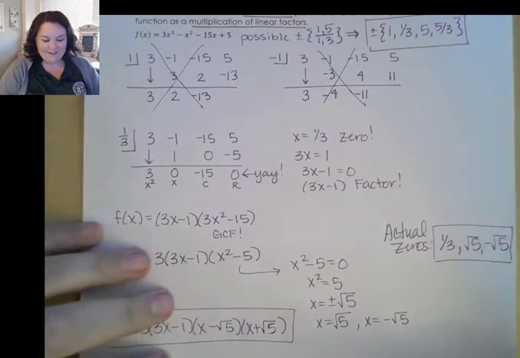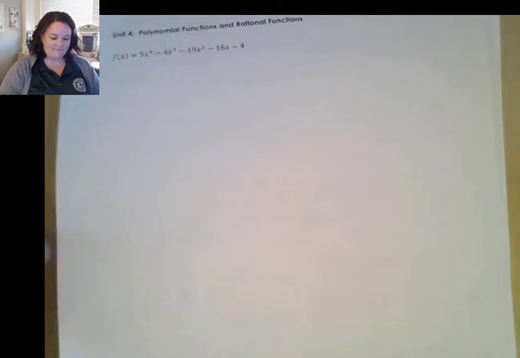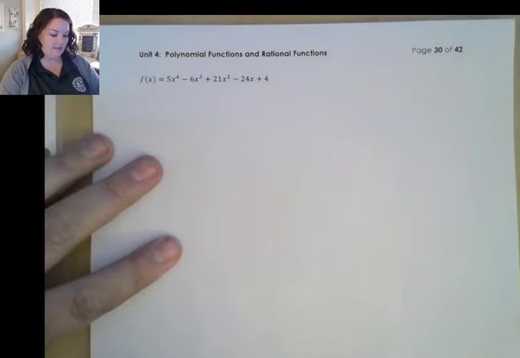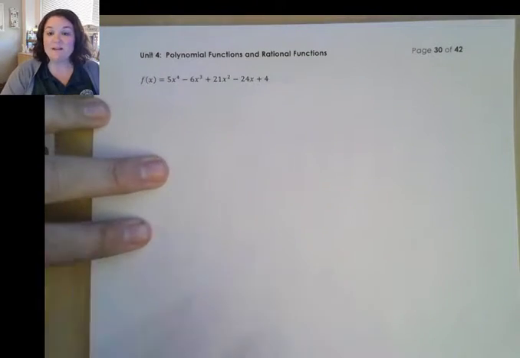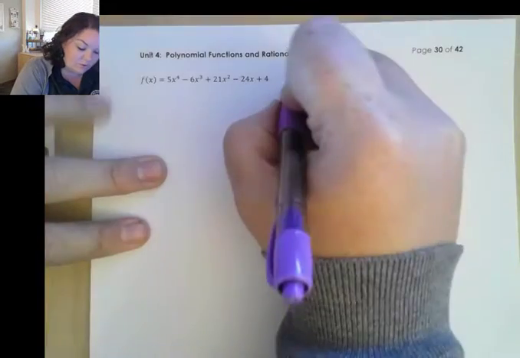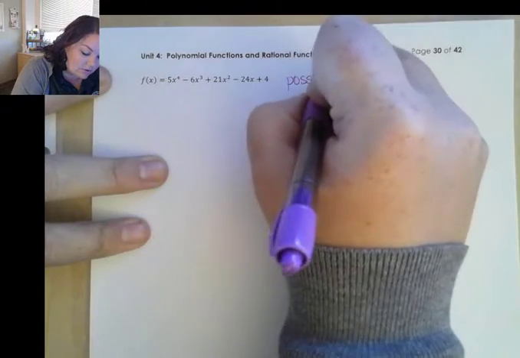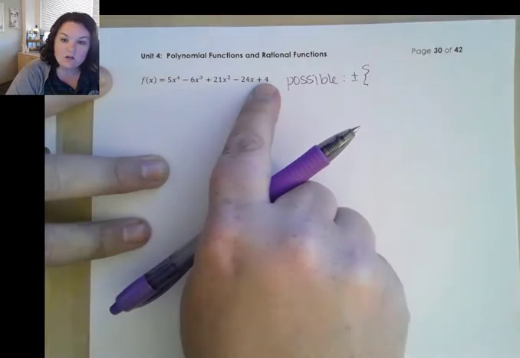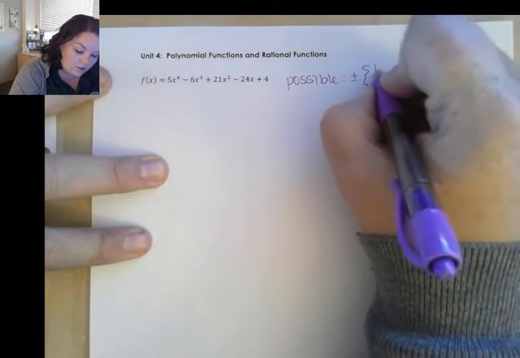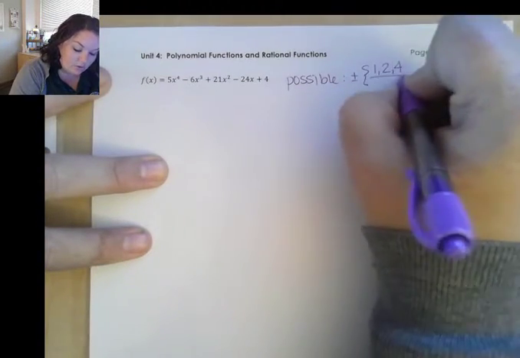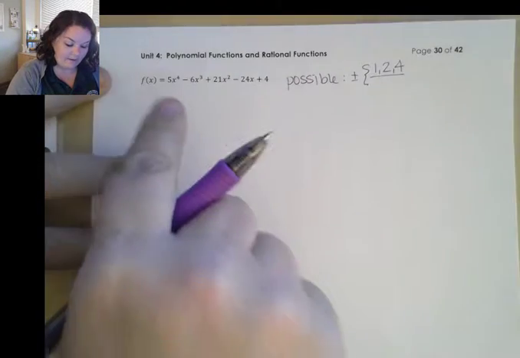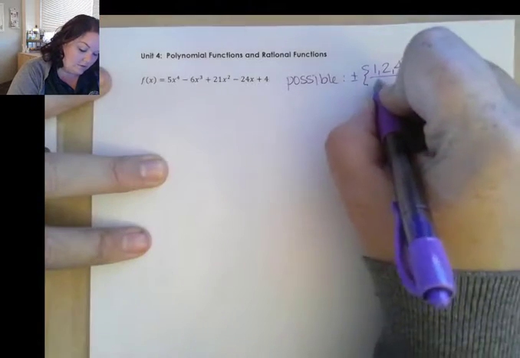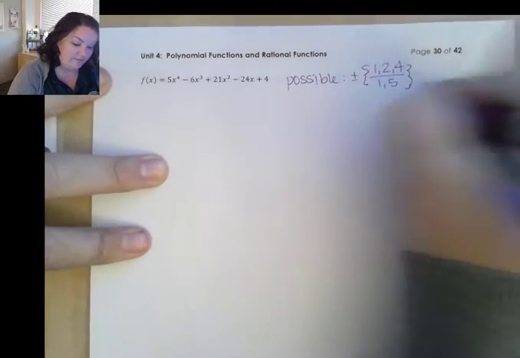Okay, so let's look at one more. Let's look at the one on page 30. Okay, so first thing we want to do is find all possible rational zeros to create that short list. So for possible zeros, we do plus or minus the factors of the constant term, which here is 4. So 1, 2, and 4 are the factors of 4, divided by the factors of my leading coefficient, which is 5. So 1 and 5 are the factors of 5.